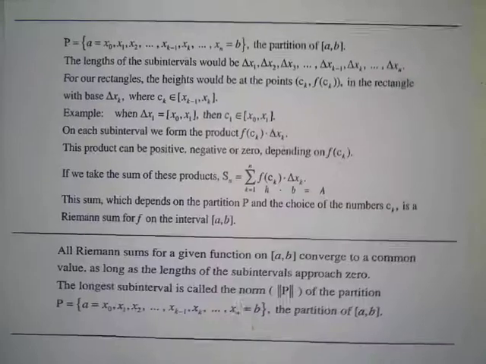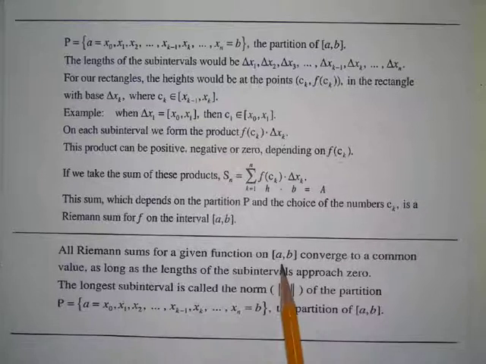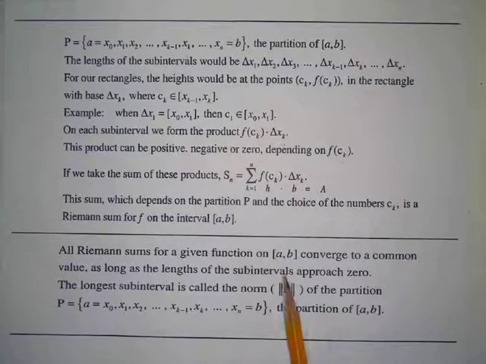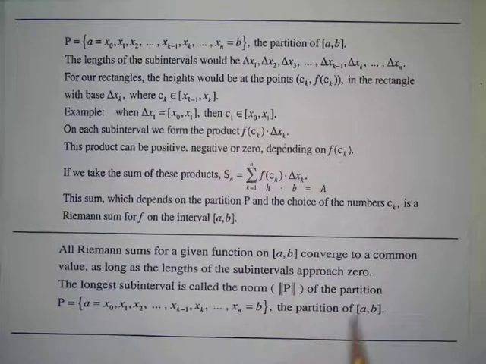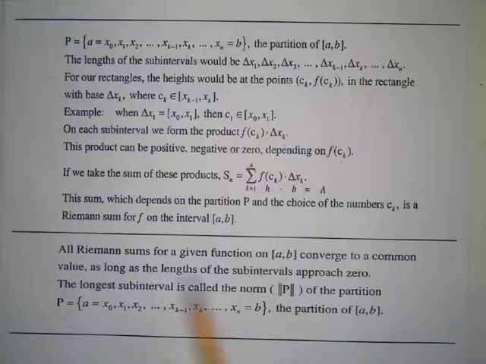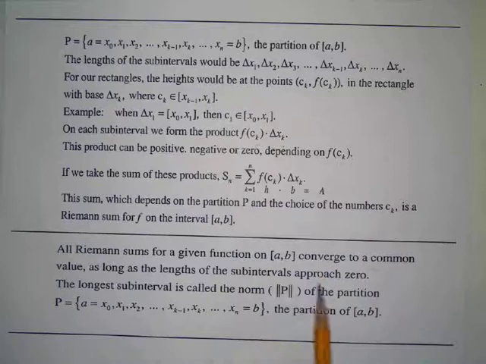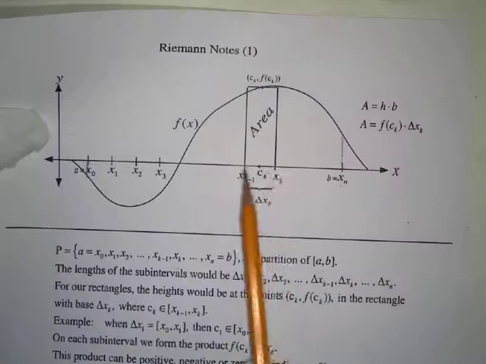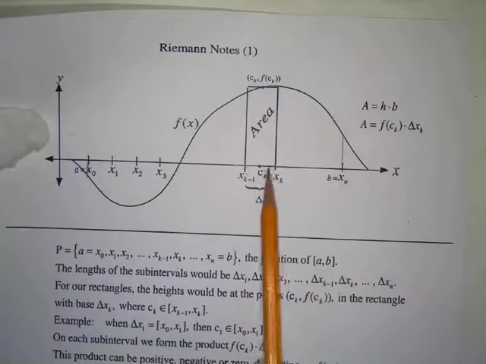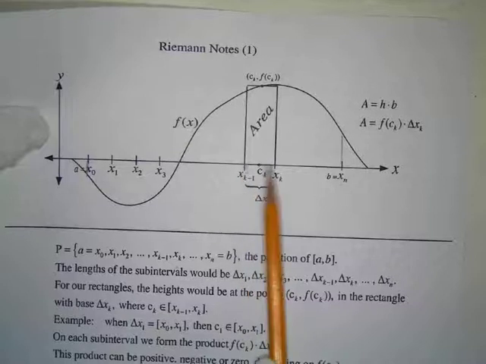All Riemann sums for a given function. That means we could take all these different ones. It doesn't matter how we break this up, how we partition it. But all Riemann sums for a given function on a closed interval converge to a common value as long as the lengths of the subintervals approach 0. In other words, if these get smaller and smaller, we have more and more rectangles because we have a smaller base.